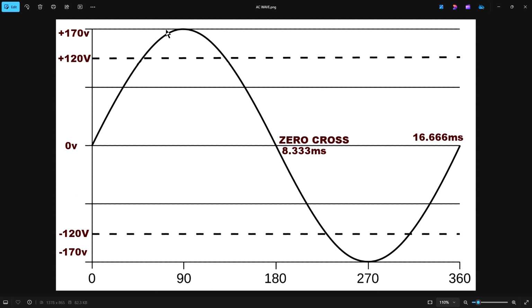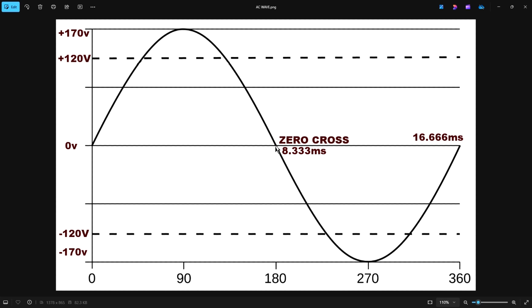We start with nothing. At one point, for a short time, we hit 170 and we come back to 0. Now we come back to 0 in the United States where it's 60 hertz. You have to calibrate this a little for 50 hertz. But for 60 hertz, every 8.333 milliseconds we do what's called a zero cross. That's what we call the point where the waveform goes through 0 volts. There is no power available.